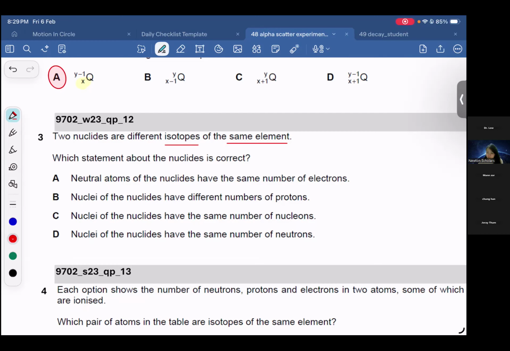Fatima, no, read again. Read again. Vashini, yes. How about others? Fatima, yes. Jory, yes. Chonghan, yes. Sean, yes. Kaichen, yes. Okay, dear. Answer A.